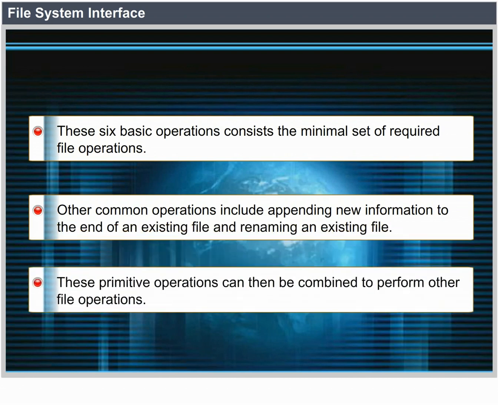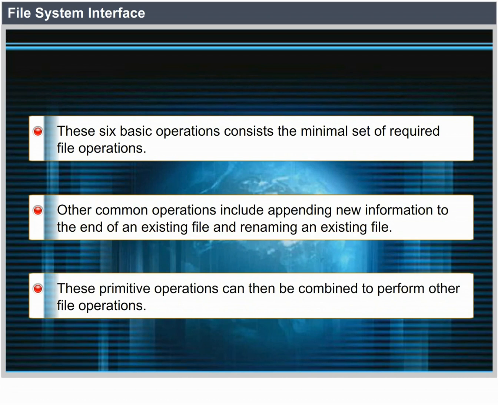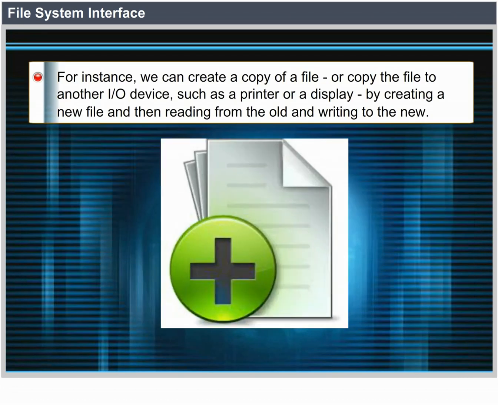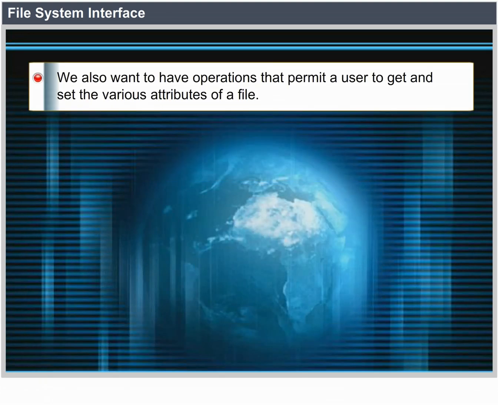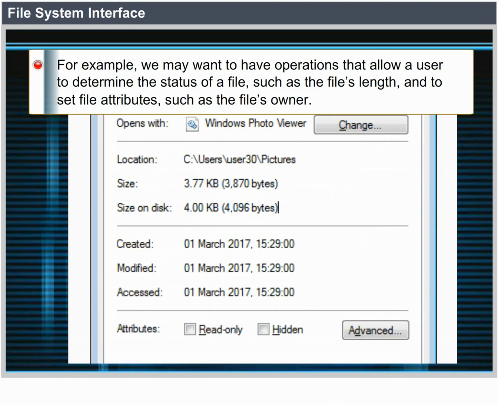For instance, we can create a copy of a file, or copy the file to another input-output device, such as a printer or a display, by creating a new file and then reading from the old and writing to the new. We also want to have operations that allow a user to get and set the various attributes of a file. For example, we may want to have operations that allow a user to determine the status of a file, such as the file's length, and to set file attributes such as the file's owner.